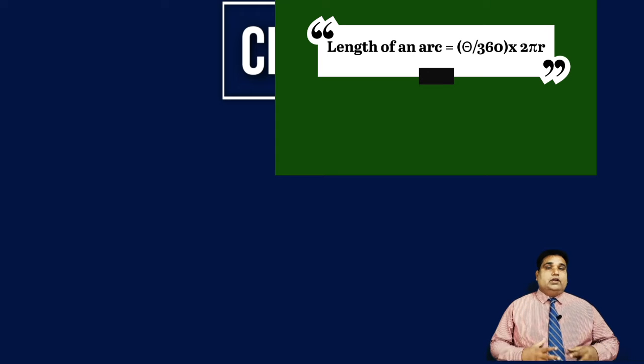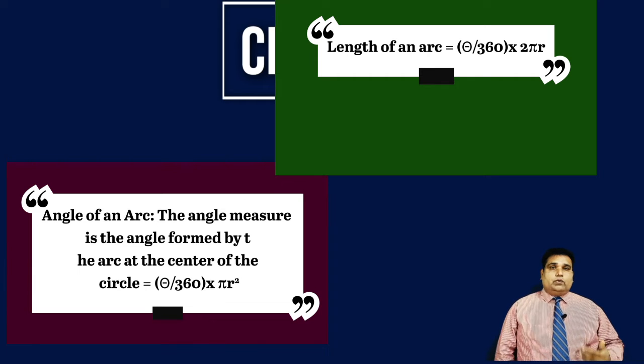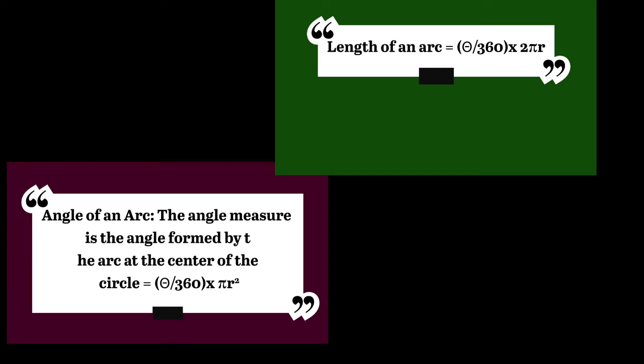And how to find the angle of the arc? The angle of the arc is the angle subtended at the center. That angle is known as the angle of the arc. So we have the angle of the minor arc as well as the angle of the major arc. The angle of an arc is the angle measured at the center of the circle, formed by the arc.